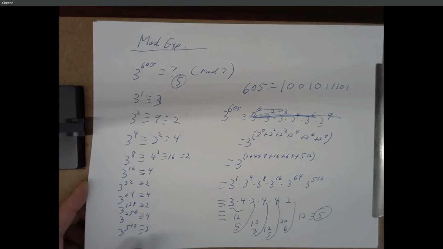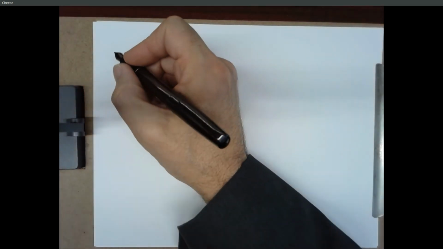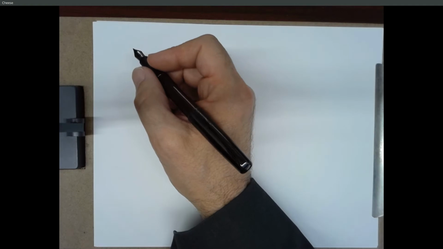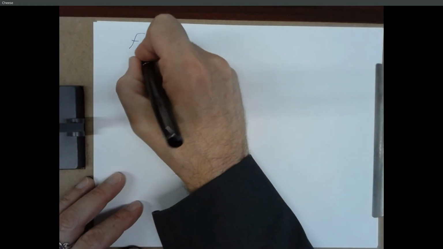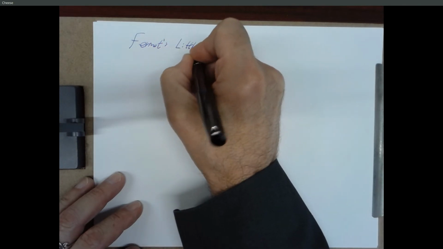So let me show you one other approach, which was just using this idea of Fermat's little theorem, which we talked about Monday. And for some reason, Monday, I thought it was like Wednesday, because I kept talking about Friday, thinking today was Friday for some reason. So Fermat's little theorem.